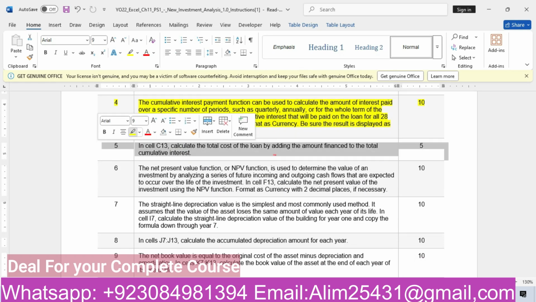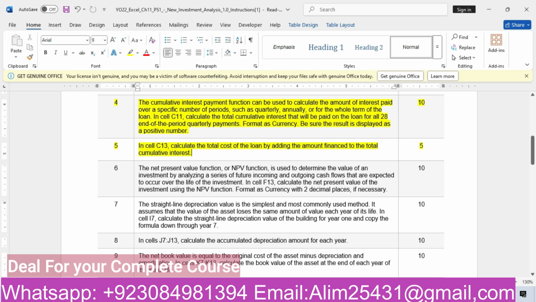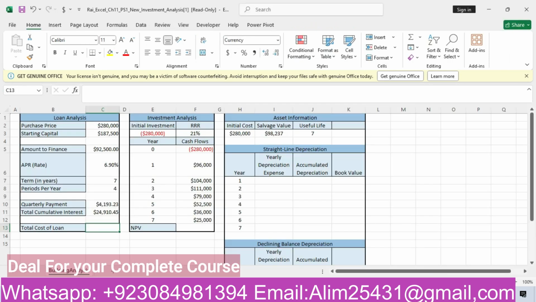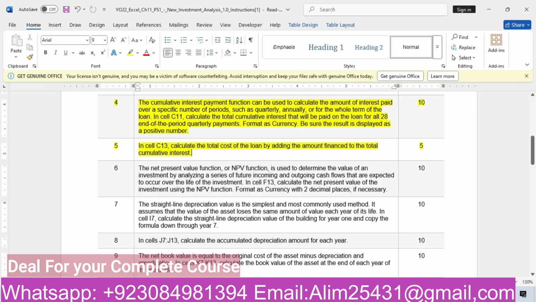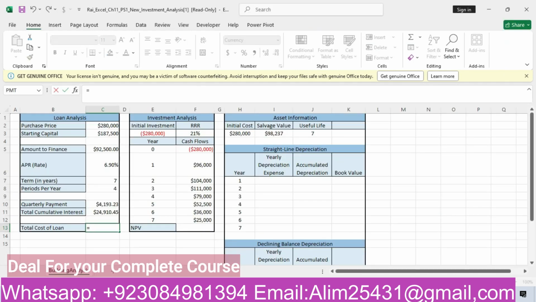In the cell C13, calculate the total amount paid by adding the amount financed to the total cumulative interest. So we will go to our cell C13. In the cell C13, we will put equal to, and what is he asking? Add the loan amount financed to the total cumulative interest. So the amount financed in the cell C5 plus the total cumulative interest in the cell C11, and we will press enter. So we have got our value in the cell C13.